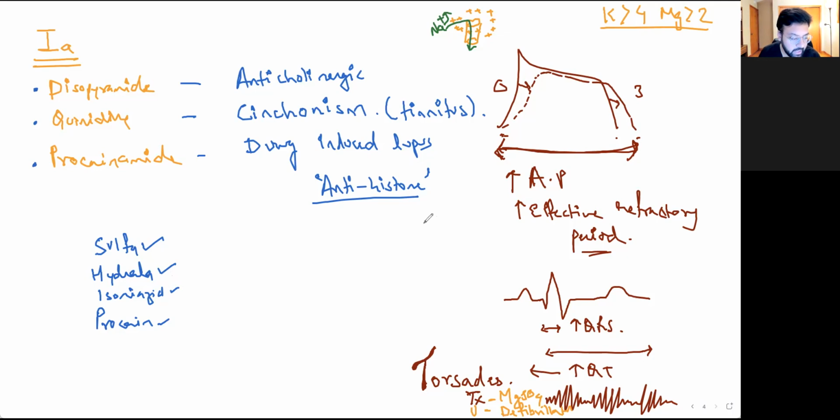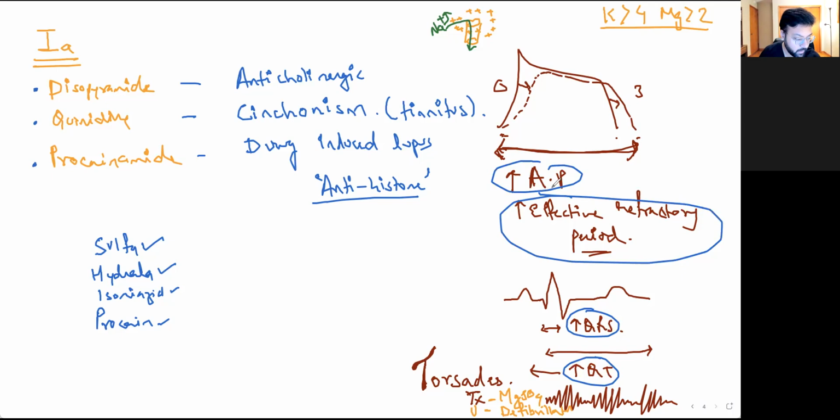So the bottom line is, class 1A is a moderate sodium channel blocker which is going to increase your QRS, increase your QT, increase your action potential duration, increase your effective refractory period. Okay. And that's the intermediate phase 0 blocking. Perfect. Now let's go to class 1B.